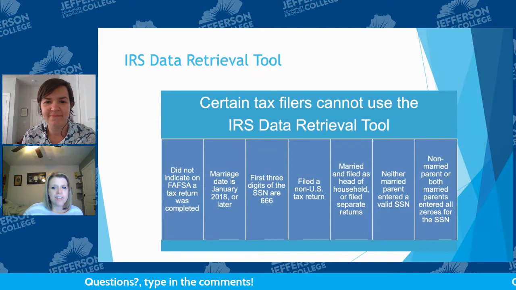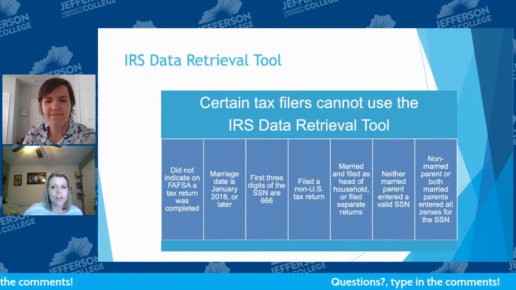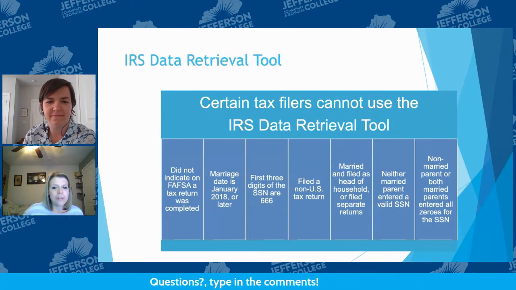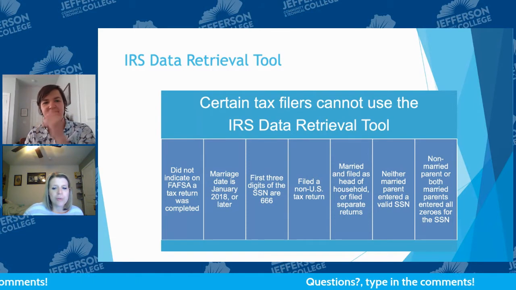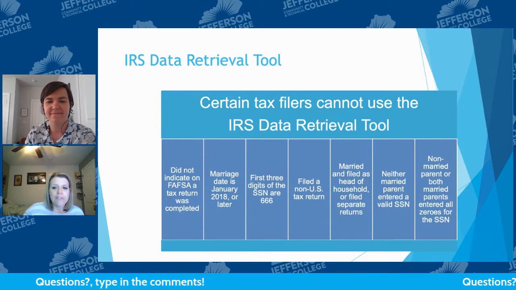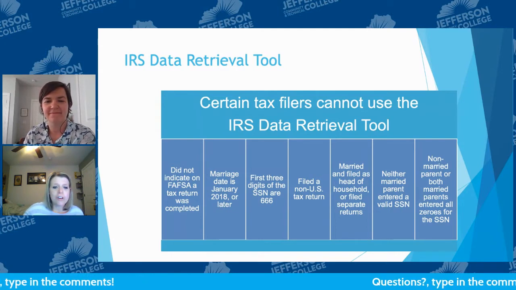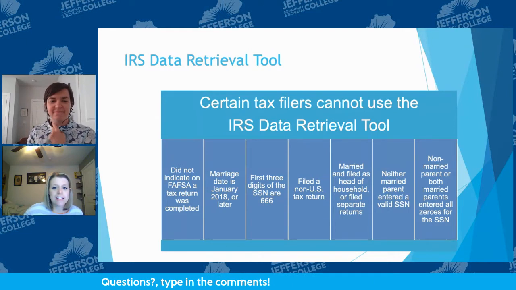There are certain tax filers, though, that are unable to access the IRS data retrieval tool, and those categories are outlined on this slide. They include students who do not mark on the FAFSA that the tax return is complete, a marriage date that is January 2019 or later. This is for students or parents of dependent students. The first 3 digits of the Social Security number are 666. This typically includes taxpayers from the freely associated states.